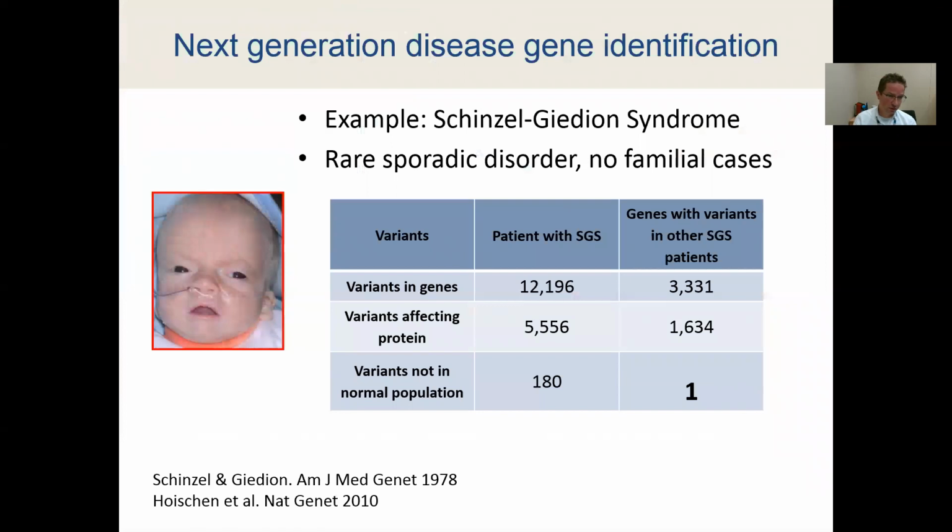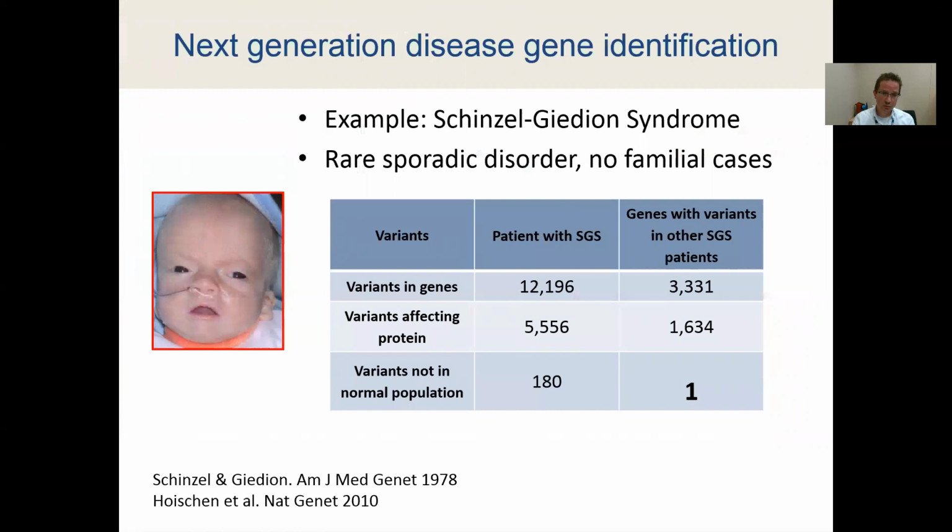We'll give you one short example of our own work where we used next-generation sequencing to identify the cause of a rare genetic disease. In this case, this was a rare sporadic disorder. So a patient was born to healthy parents, and it was very difficult to identify the cause with traditional technologies.